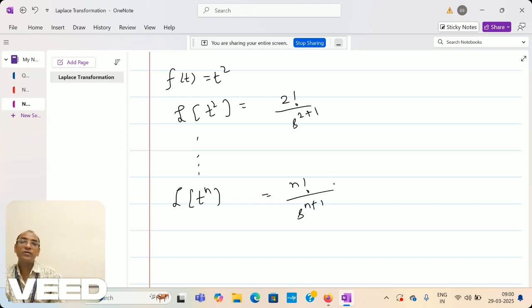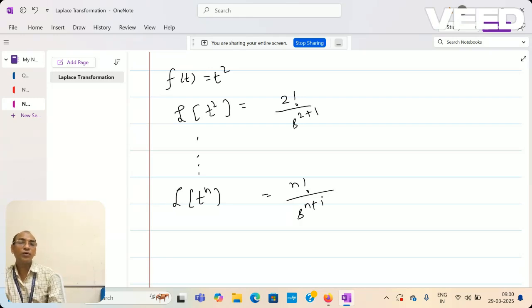So this is the formula to find the Laplace transformation of a function f of t equal to t to the power n. If n equals 1, we will have 1 factorial by s to the power 1 plus 1. N equals 2, 2 factorial by s to the power 2 plus 1. And n equals 3 means 3 factorial divided by s to the power 3 plus 1.